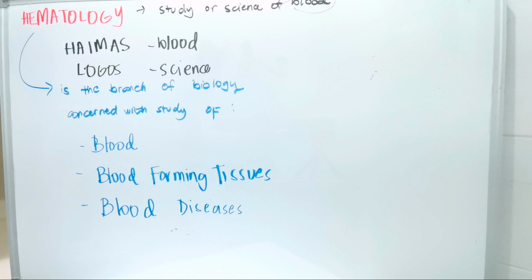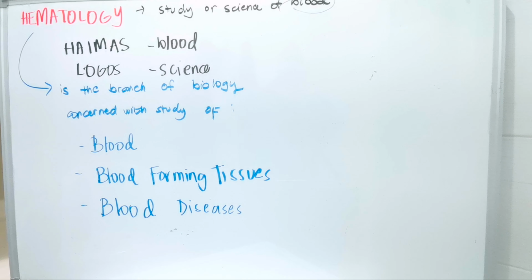Hematology comes from the Greek word hemas, which means blood, and logos, which means science. So from combining these two, hematology is the study or science of blood. To make a deeper or a better definition of hematology, it is the branch of biology concerned with the study of blood, blood-forming tissues, and blood diseases.